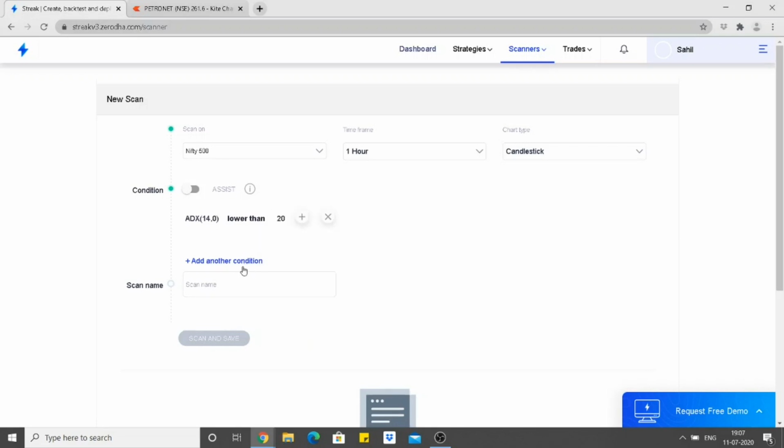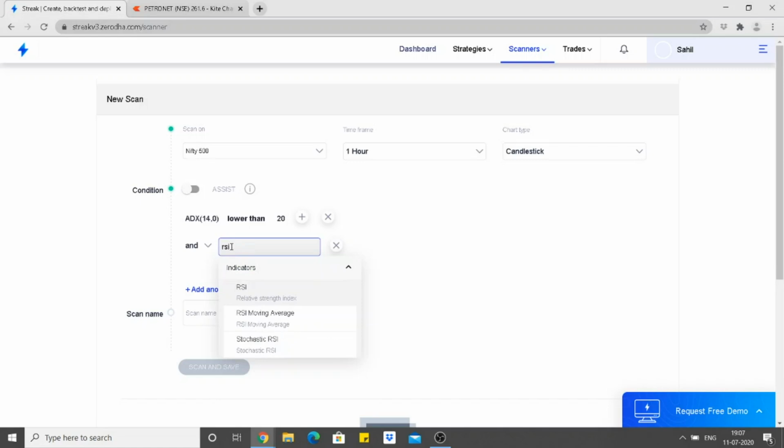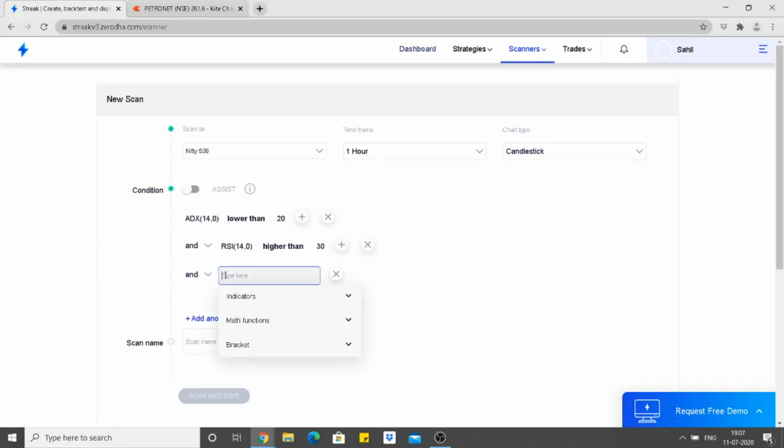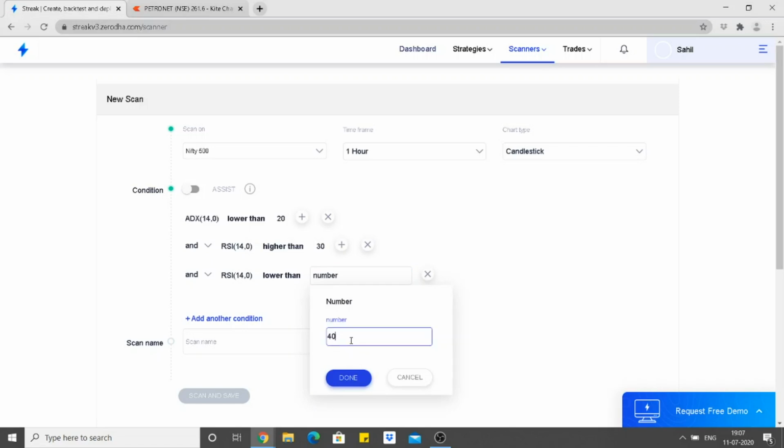20. And at the same time, we want the RSI in a range. So we have to define that range. RSI should be higher than number 30. We want the upper limit of the RSI to be 40. We want it to be between the 30 and 40 range. So RSI lower than number 40.